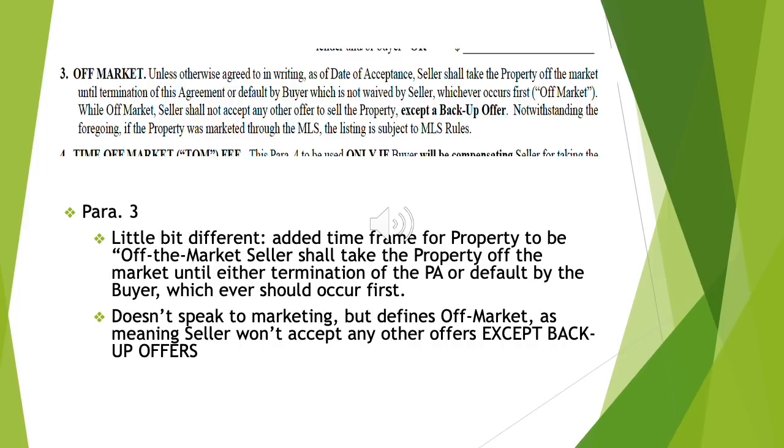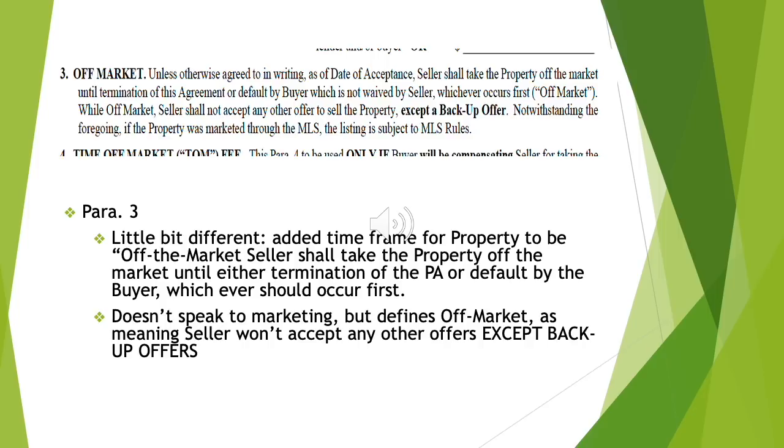Paragraph 3 is our off-market paragraph, and it simply says that the buyer is going to take the property off the market once the parties enter into this contract. However, we've clarified a couple of things, and then I want to add something to that. We have clarified the fact that the property will be off the market until one of 2 things should occur, and it's the sooner of these 2 things. It's either a termination of this purchase agreement or a default by the buyer that the seller doesn't waive or forgive. That's what's going to obviously stop the seller's obligation to keep the property off the market.